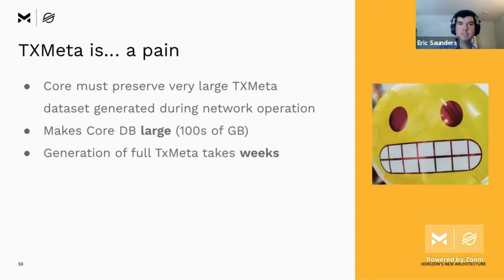The other part, which is maybe most important for the purposes of what we're discussing, is that generating this TX meta is not a quick process. It takes weeks and weeks and weeks if you want to go all the way back to the start of Stellar's history and build a complete record of how everything happened on the network. So that is obviously a problem. If you're a new operator and you want to come up to speed with a full Horizon node that can answer any question through history, but it takes you 3 weeks to get up to date, that's not a cool situation.